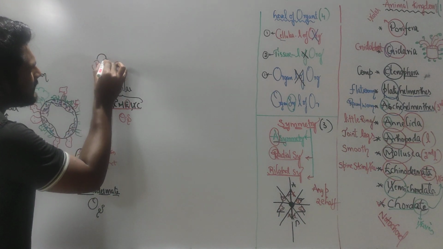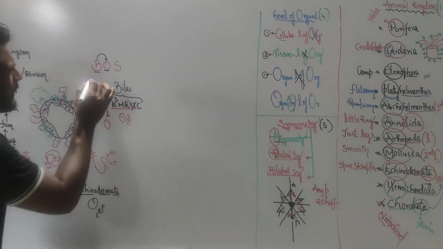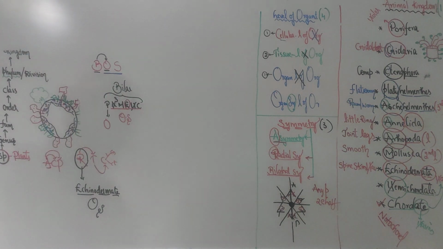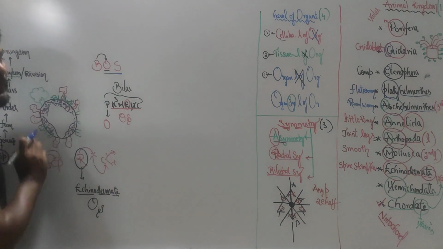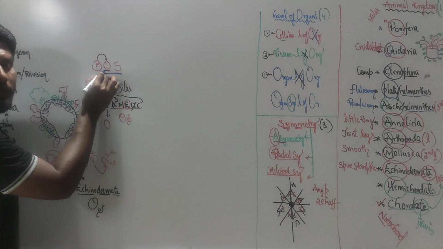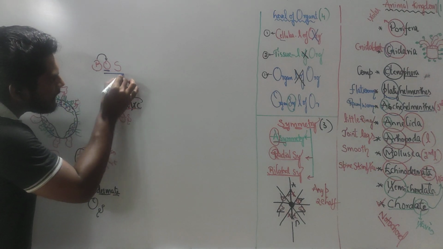Bilateral symmetry is seen in which level? Organ level. Not only in the organ level, bilateral symmetry is also seen in organ system level. OS. I am underlining, I am highlighting. B means what? Bilateral symmetry. Bilateral symmetry is seen in organ level. I am underlining only O here. And this bilateral symmetry is also seen in organ system level.